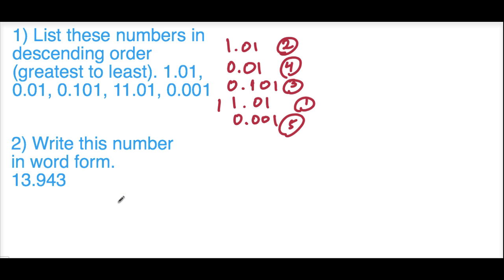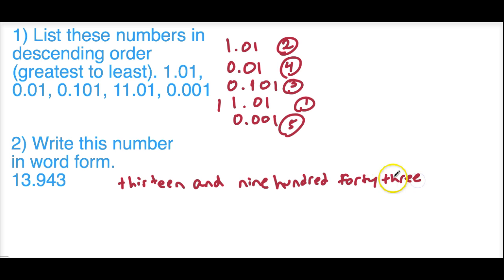Good. Next one is write this number in word form. So we have 13 and 943 thousandths. So that's what we're going to literally write down. 13 and 943 thousandths. And it's important to put the THS for the decimal place value, th.